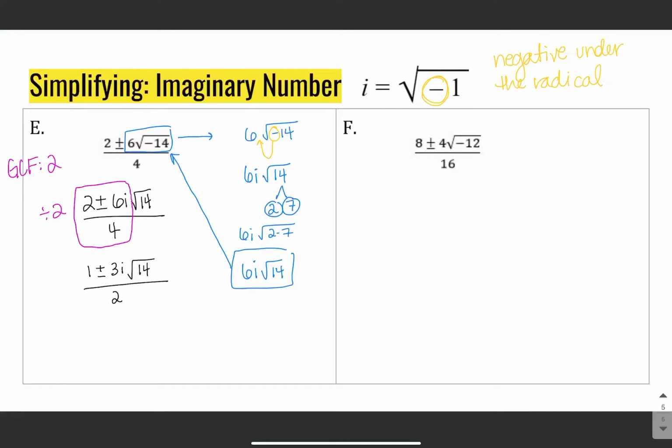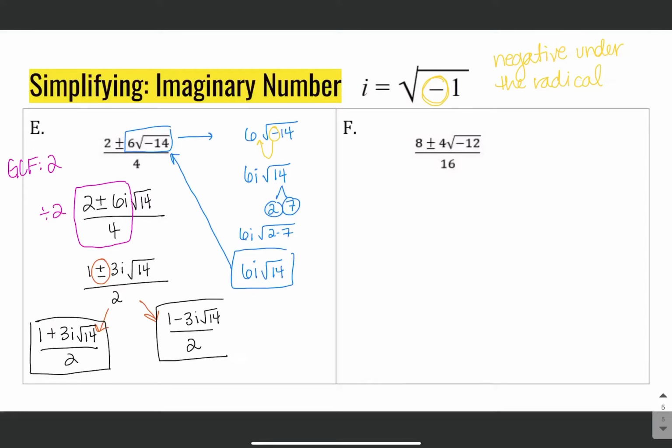Just like before, I'm going to be splitting my plus or minus sign here into two pieces. So my first one is going to be 1, and I could do minus or plus, it doesn't matter which one I do first. I just normally like to do my plus, so 1 plus 3i radical 14, and that is divided by 2. We also have our negative version, so it's going to be 1 minus 3i radical 14 divided by 2. And those are our final answers.